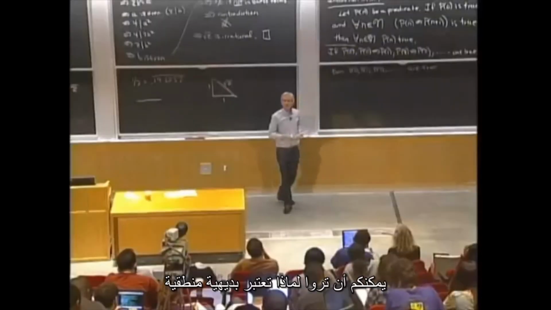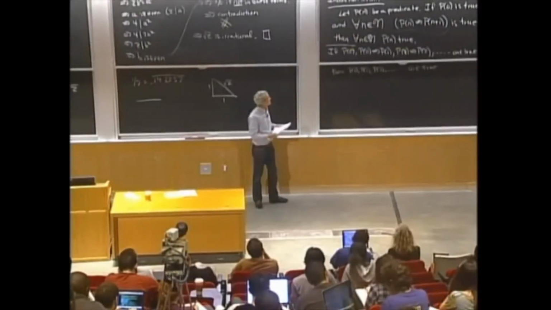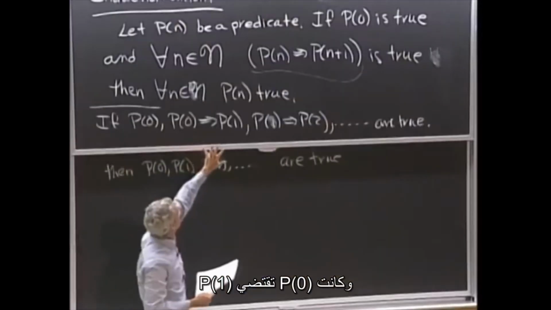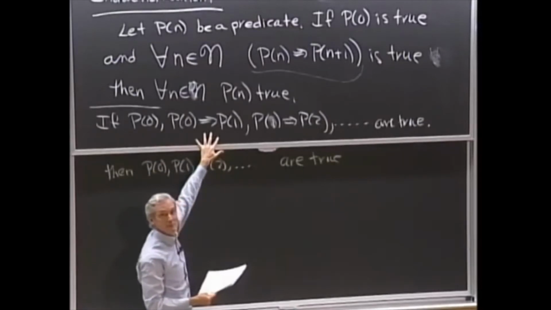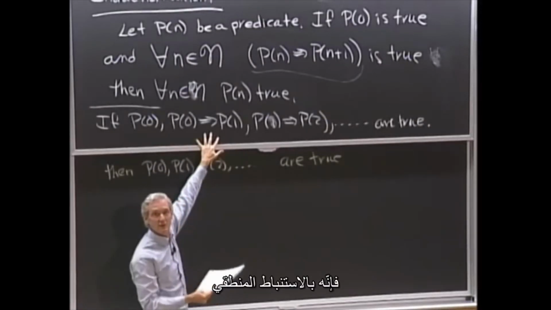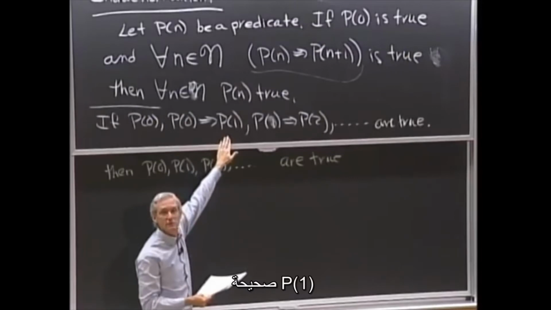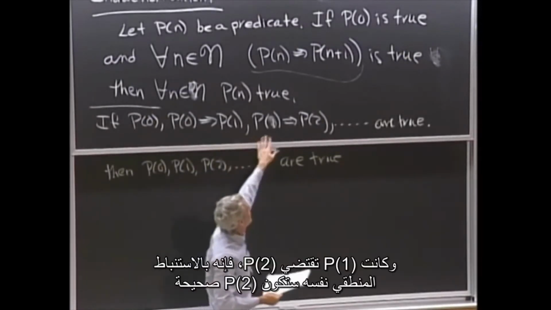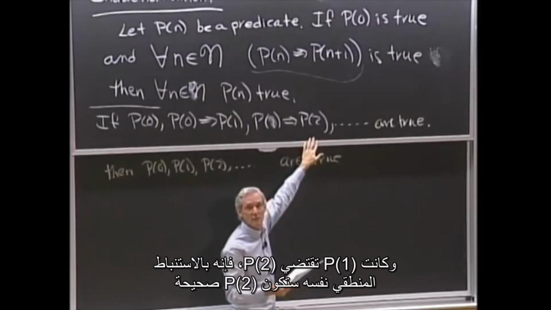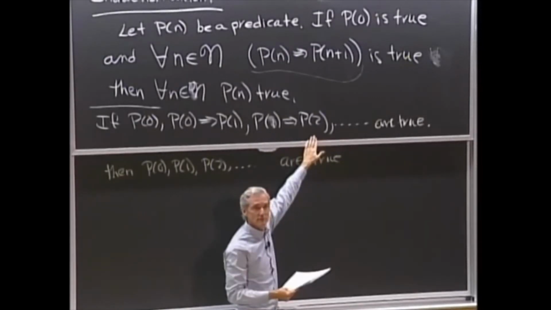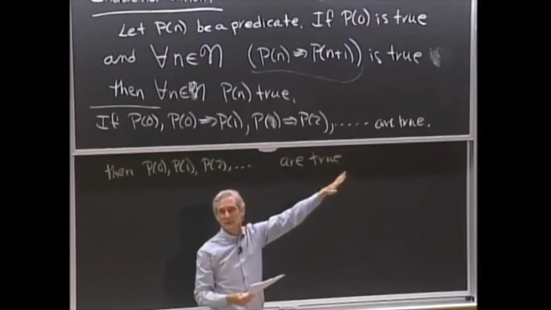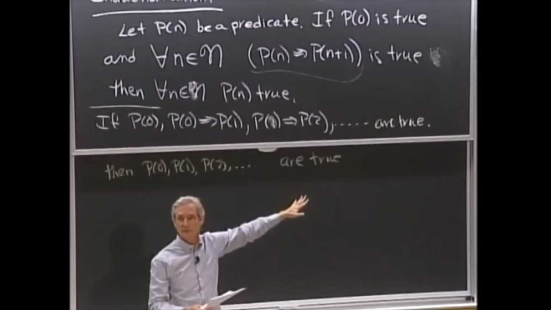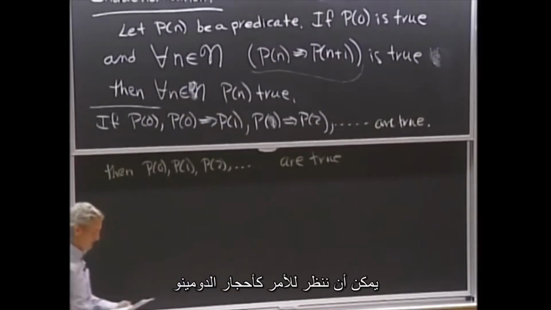Now, you can sort of see why this is a reasonable axiom. Because if P0 is true, and P0 implies P1, then by modus ponens, or one of the logical deductions, we know P1 is true. And if P1 is true, and P1 implies P2, then by the same reasoning P2 is true. And so on forever. The reason it becomes an axiom is that "and so on forever" part of it. That's why we need it as an axiom.